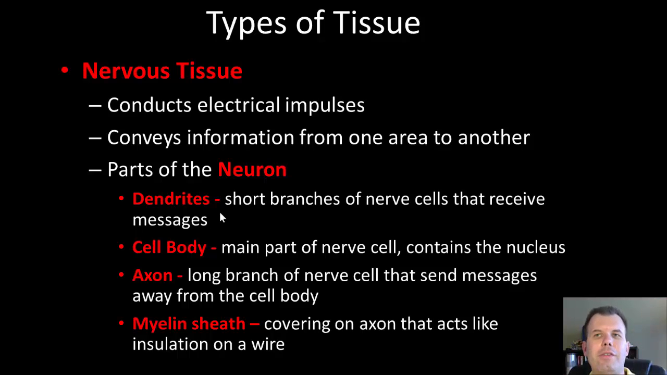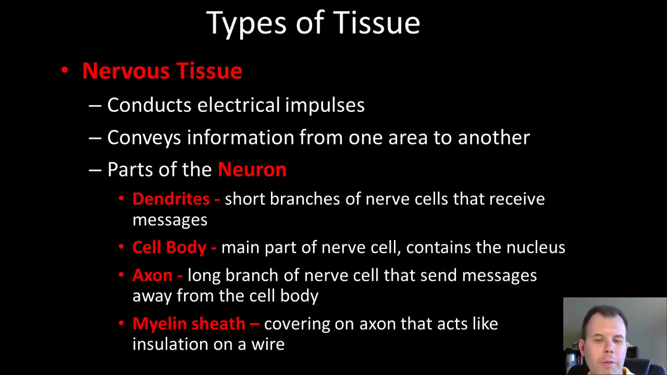They pass it on to the cell body, which is the main part of the nerve cell. That's where the nucleus is located. It's kind of the big bulb part of that. And then you have the axon, which is kind of the long tail. And you can always tell the axon from the dendrites because the axon is much larger, much longer, and much thicker than the dendrites will be. The other thing we see on the axon is a myelin sheath.